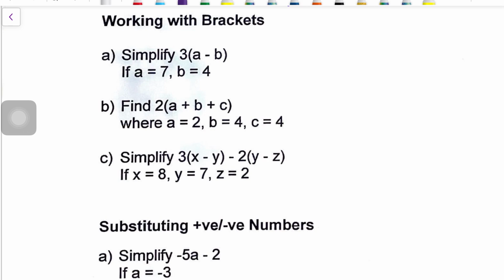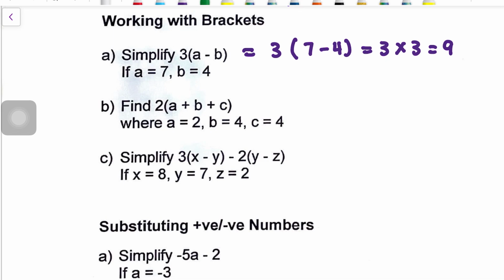Okay, let's do that. So we got 3, A minus B. A itself is 7, B is 4. So that will turn into 3 times 7 take away 4, that will be 3 times 3. So the answer is 9. So that's the answer to question part A.